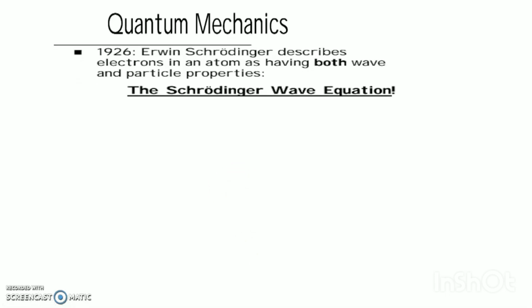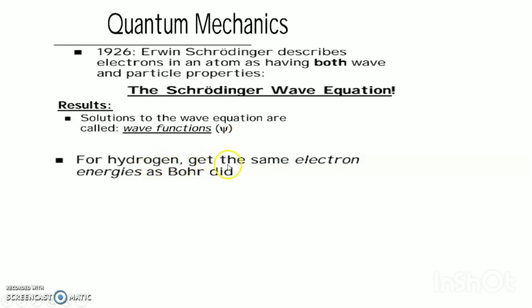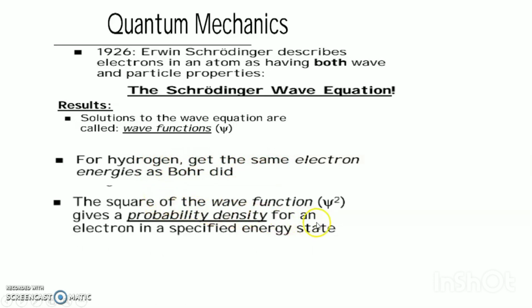Quantum mechanics. Erwin Schrodinger describes electrons in an atom as having both wave and particle properties. The Schrodinger wave equation results: solutions to the wave equation are called wave functions. For hydrogen, we get the same electron energies as Bohr did. The square of the wave function, psi square, gives the probability density for an electron in a specified energy state.